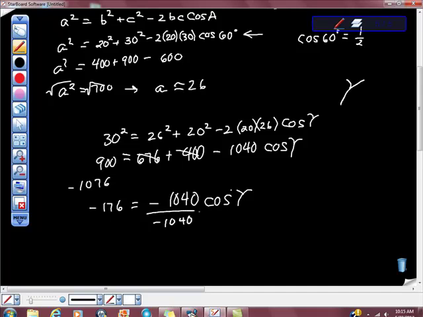Keep moving, and we're going to divide both sides by negative 1,400, right? We can't subtract this out, because this is being multiplied, so we have to divide it out. Just keep that in mind.